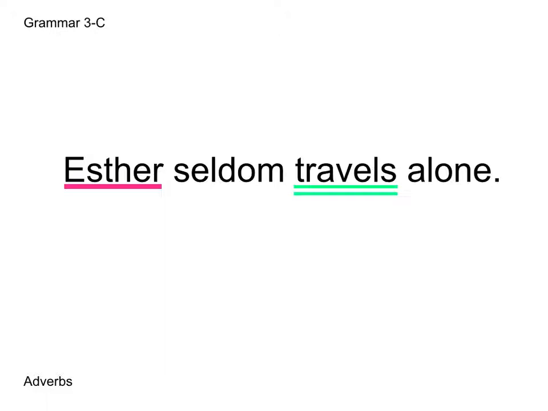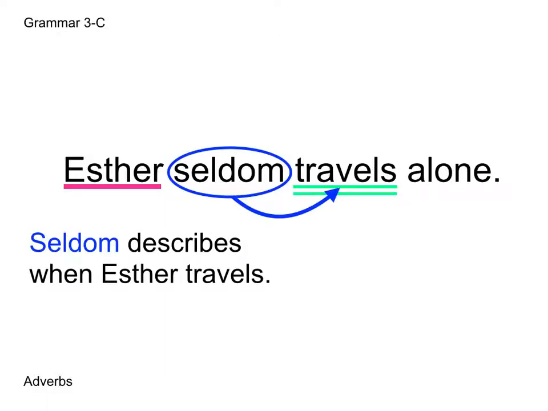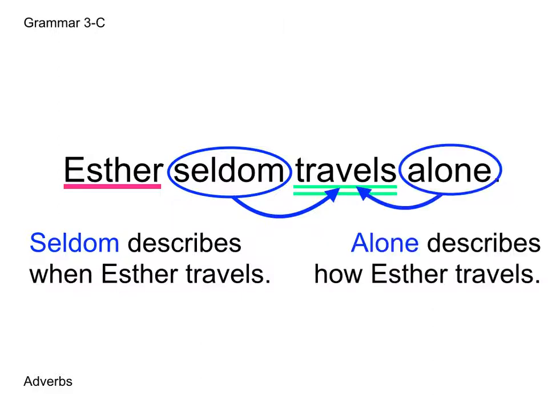So seldom means rarely, which means that seldom describes when Esther travels. She not often travels. So then we are going to look at alone, and that is also describing travels. Alone is describing how Esther travels alone. So that is going to be the basics for the adverbs in this one.